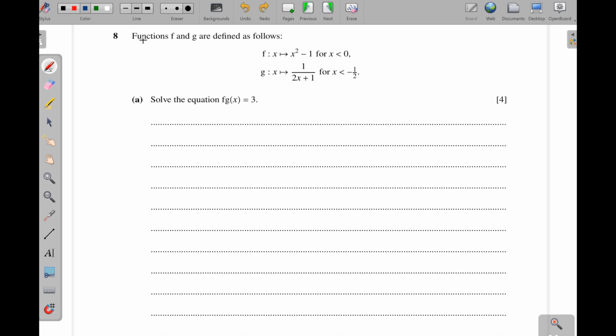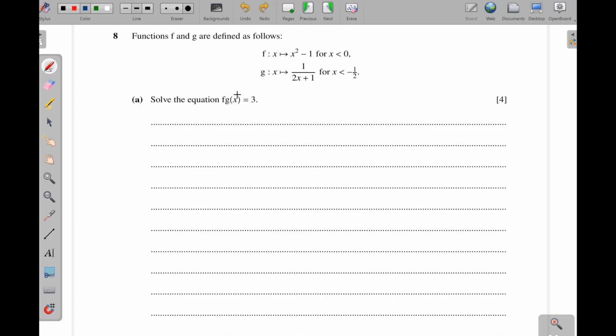Question 8 is coming from functions. They are saying functions f and g are defined as follows. f of x is equal to x squared minus 1, and it is valid for x less than 0. Then g of x is this one here for x less than a half. Part A, solve this equation here. So this is a composite function.